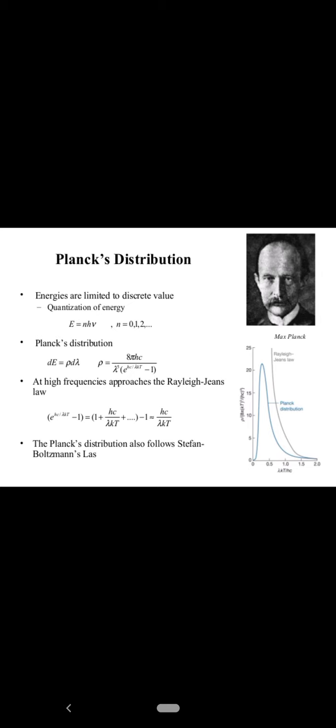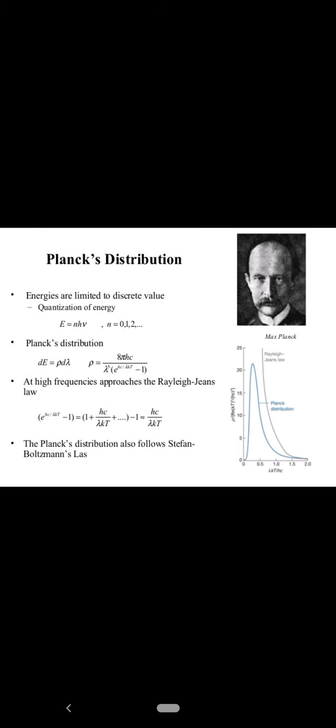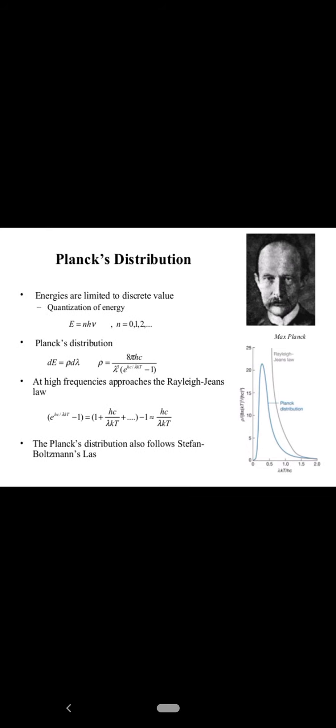Then he gave Planck's distribution law, which is rho is equal to 8 pi h c divided by lambda to the power 5, times 1 over e to the power hc upon lambda kT minus 1. At higher wavelengths, this Planck's distribution law is quite similar to the Rayleigh-Jeans law. And Planck's distribution law also follows the Stefan-Boltzmann law. So Planck's distribution law successfully explained the blackbody radiation curve at both high and low wavelengths.